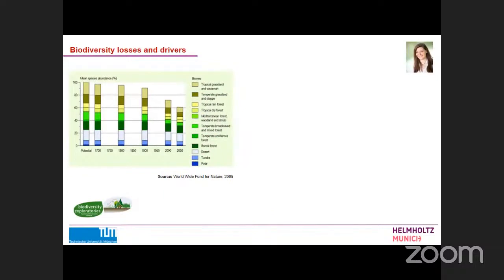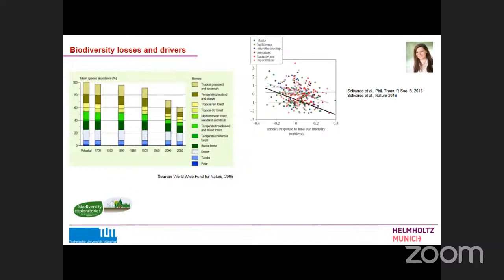This is not only true for the macro world, where this is very well documented. This is also true for the microbial world. And this is experiments that we are doing in the frame of the biodiversity exploratories, where we investigate how land use intensity influences microbial community structure.